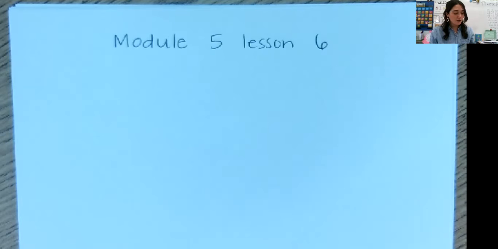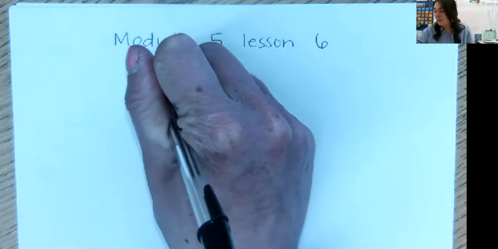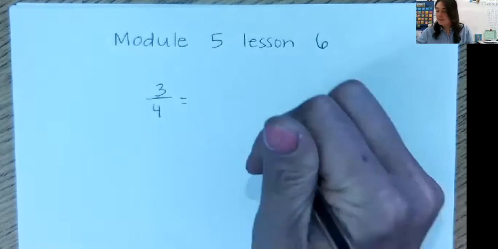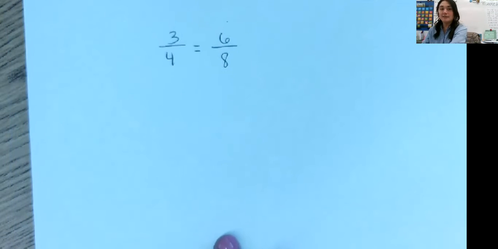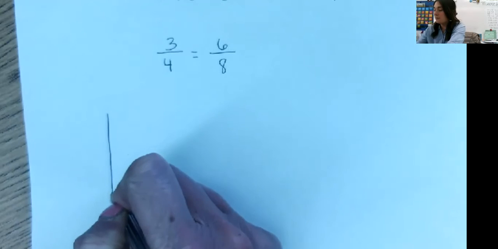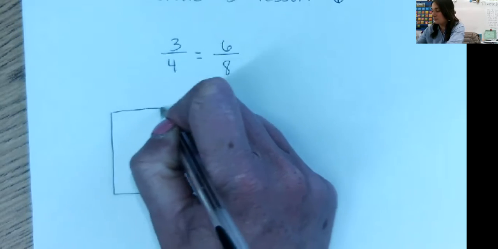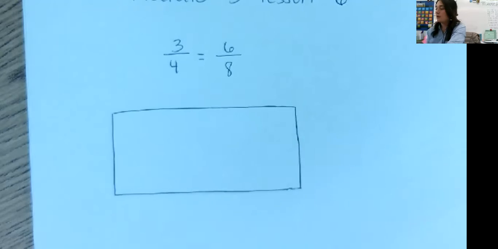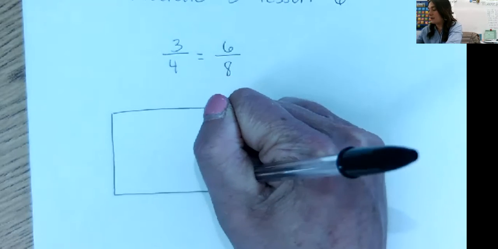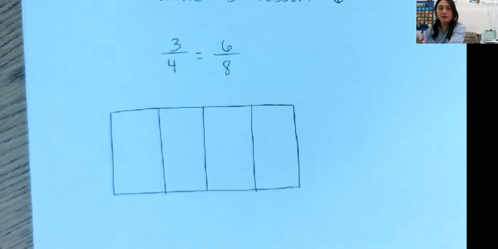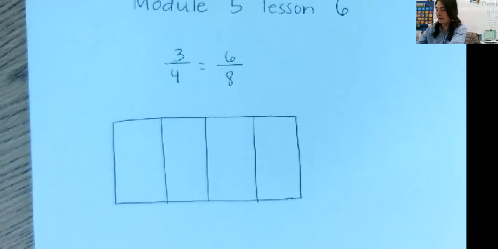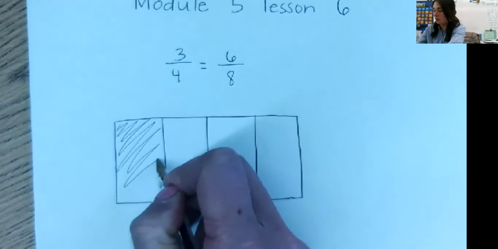So first, let's take a look. We're going to draw an area model that will show 3/4 equals 6/8. Okay, so we're going to prove that with an area model. So first, like we did yesterday, we're going to draw our rectangle. We're going to split this rectangle into fourths. And because we're doing fourths, we need to look at how many we're shading. Well, we're shading 3 of those fourths.